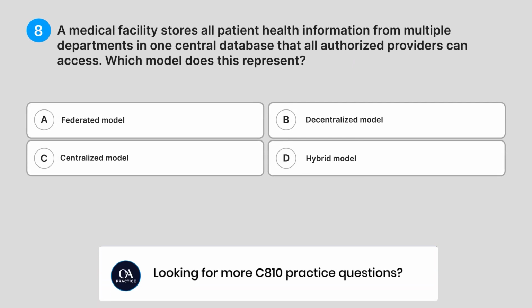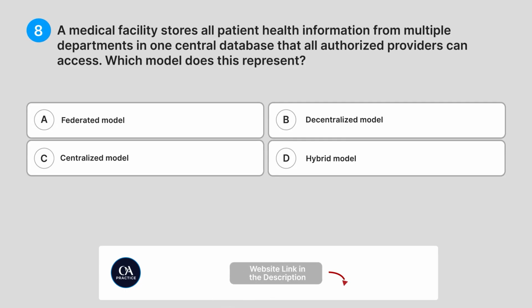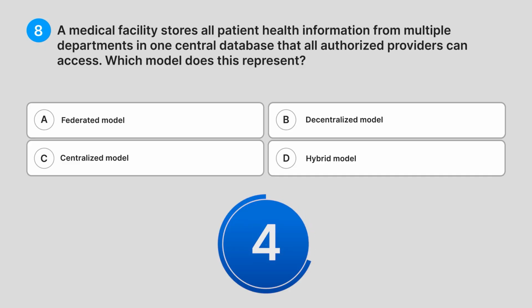8. A medical facility stores all patient health information from multiple departments in one central database that all authorized providers can access. Which model does this represent? A. Federated model. B. Decentralized model. C. Centralized model. D. Hybrid model. Do you know the answer?